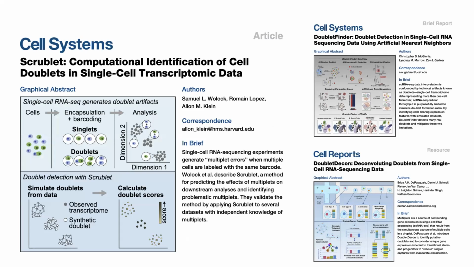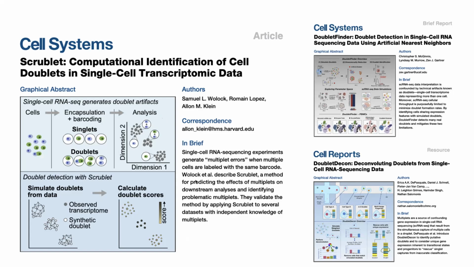Two of these papers were actually published in the same issue of Cell Systems. Scrublet and Doublet Finder were both published in the same exact issue. There are some algorithmic differences, but they all take a similar approach where they make fake doublets. They take the cells in your data set and artificially combine them. Then they reprocess your data with the fake doublets to figure out who's neighboring with these fake doublets very often, and they assign some kind of doublet score based on how many artificial doublets are neighboring the real cells.